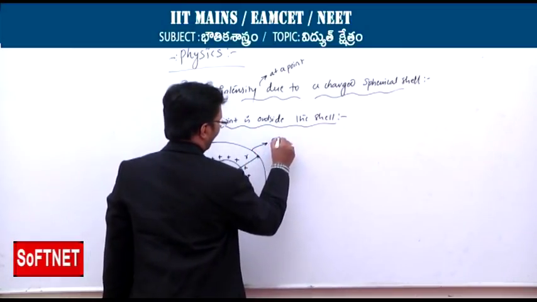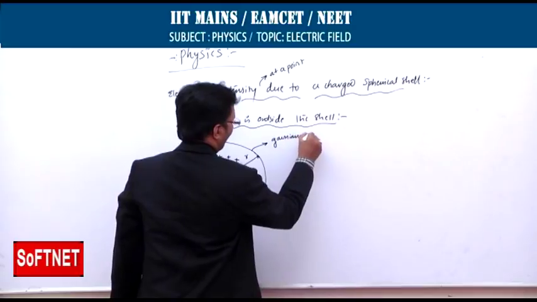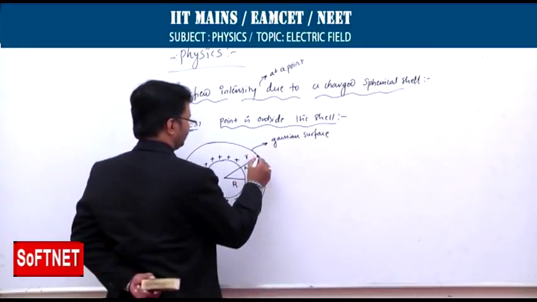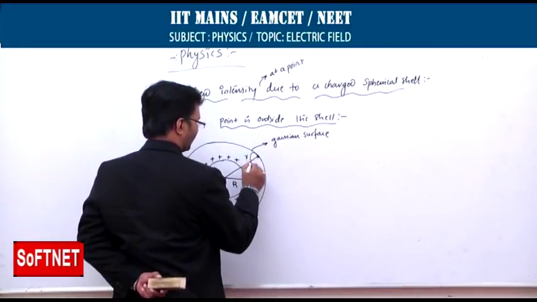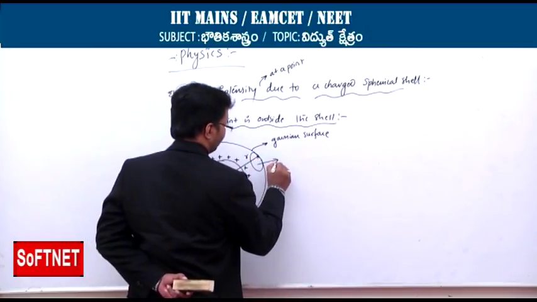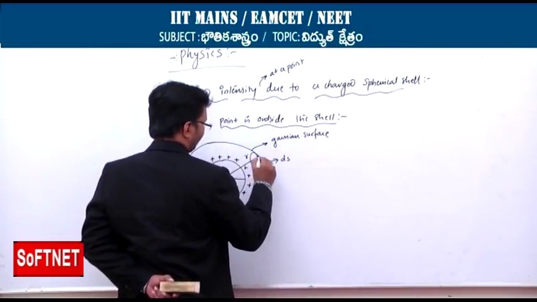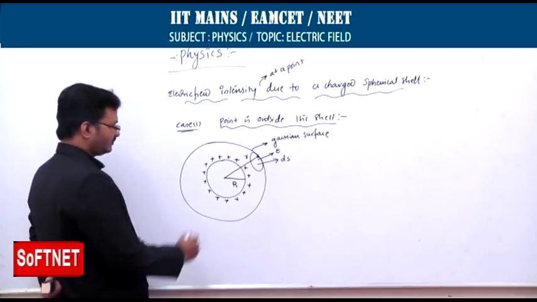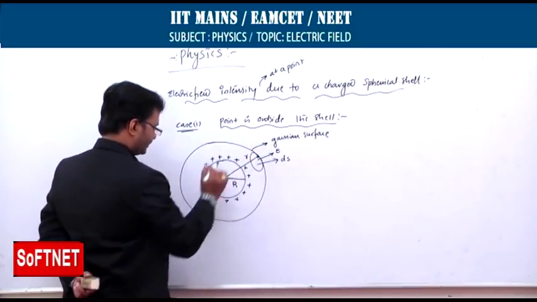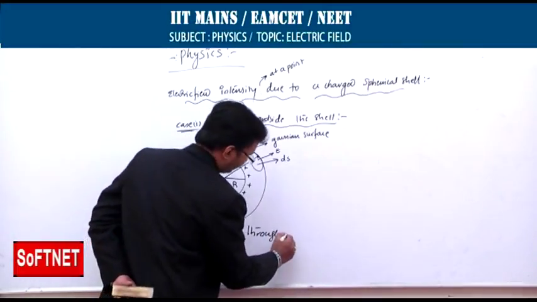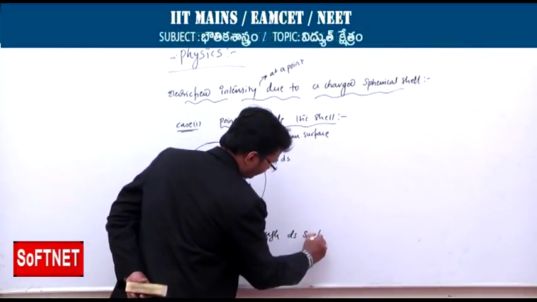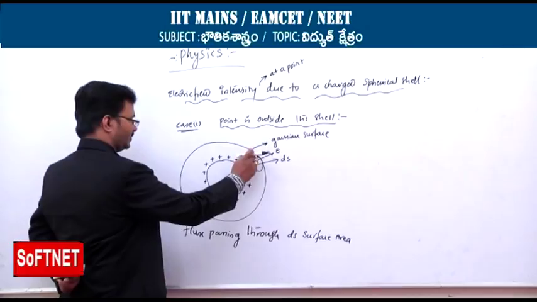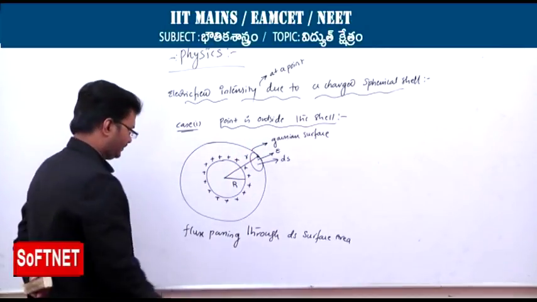This one is the Gaussian surface. Now consider a small part of the region. The surface area direction is this direction, and at this point the electric field is also in this direction. Clear? Now first, the flux passing through this surface. The flux passing through the ds surface area we need to find out.